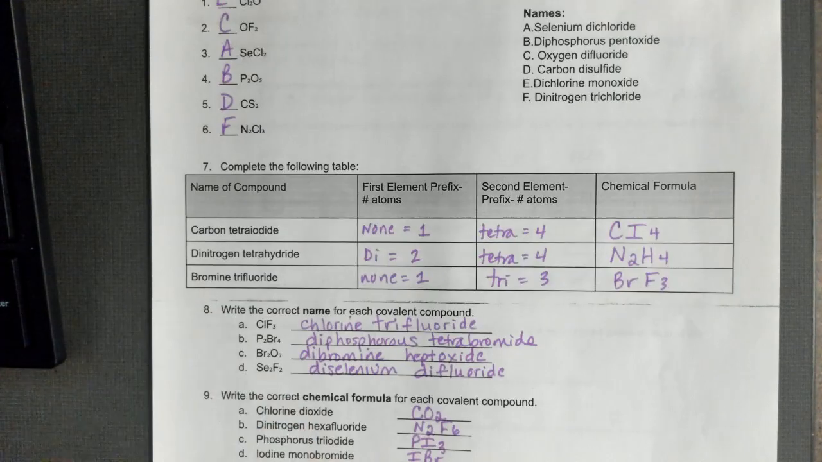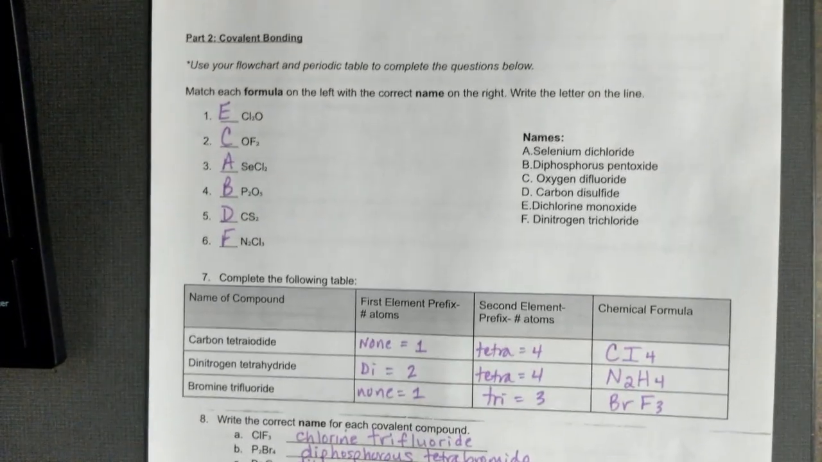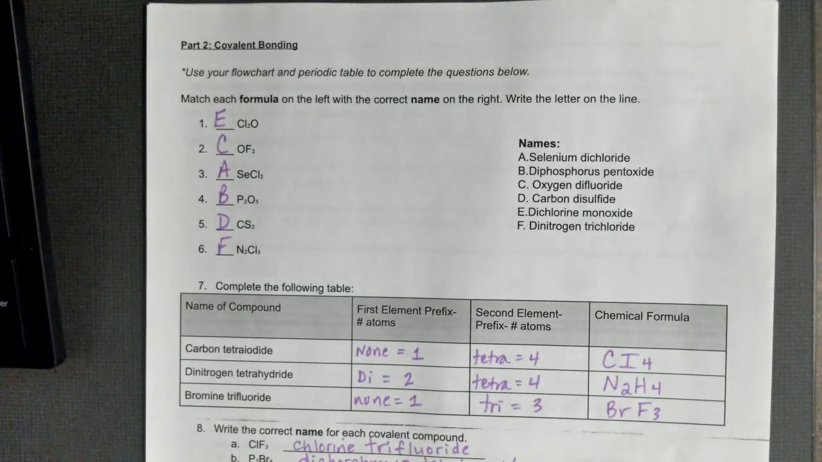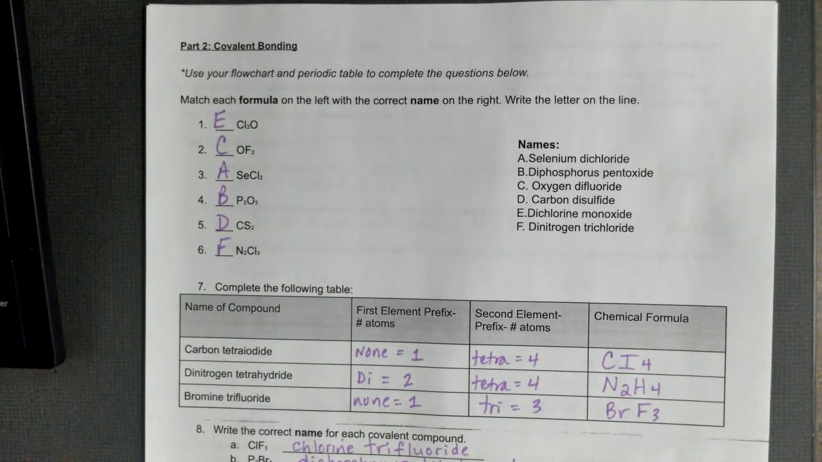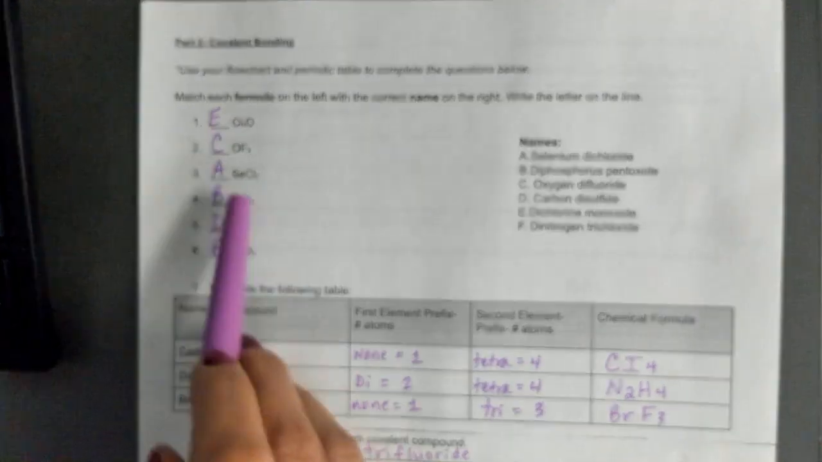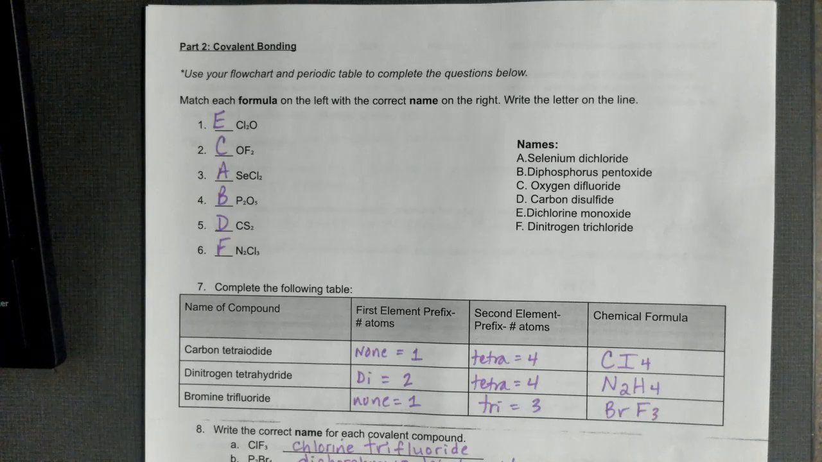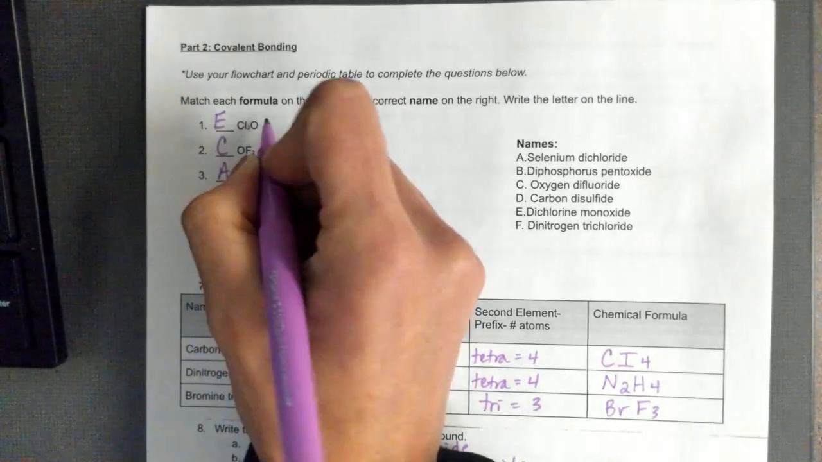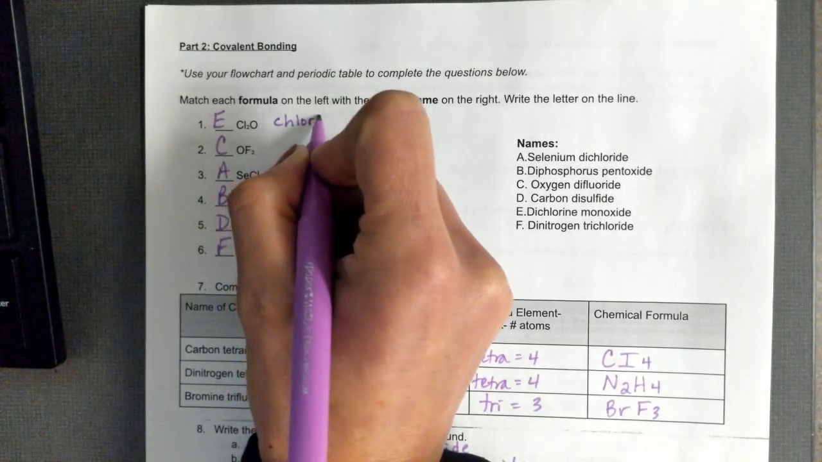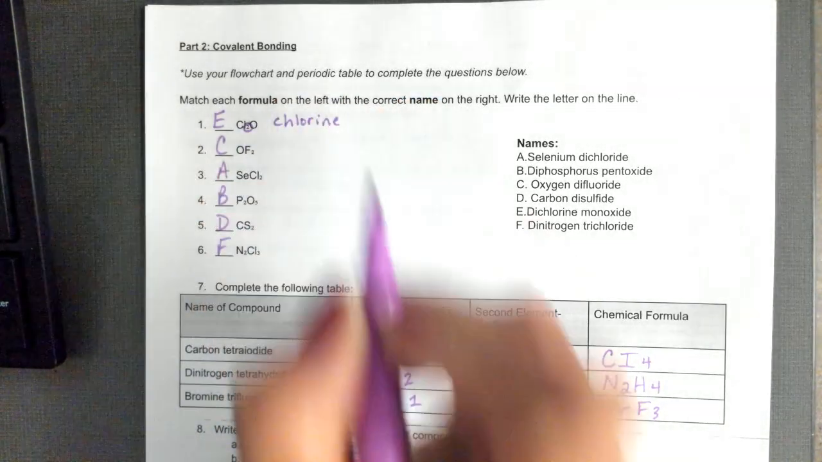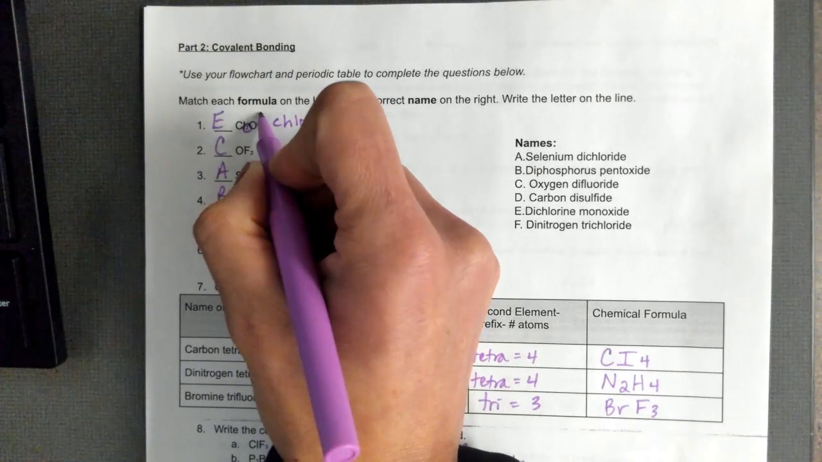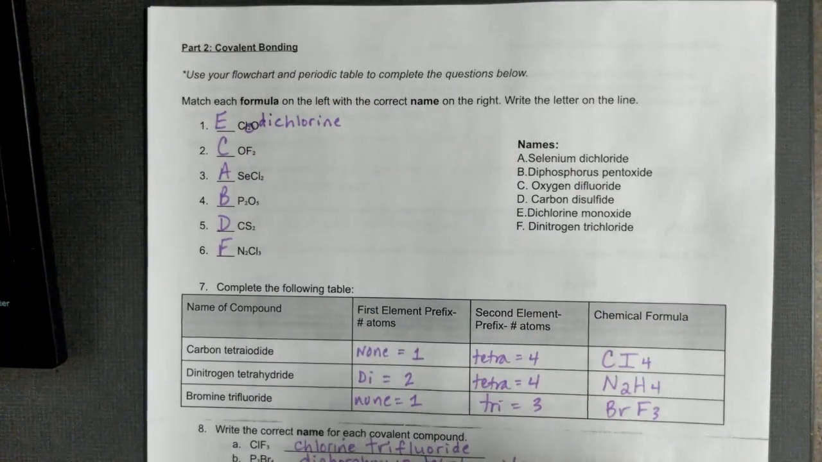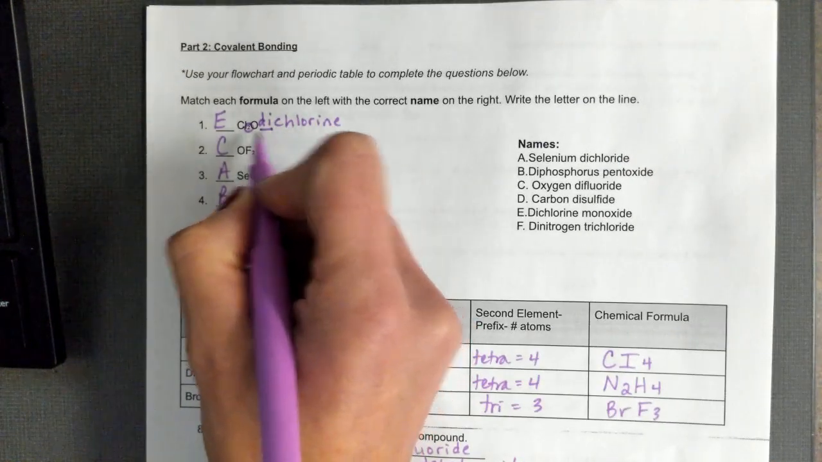On the back side, we're now looking at covalent bonding and how to name and write formulas. So you do want to use your flow chart and your periodic table to help you with this section. When we are trying to figure out the name, we first look at the first element listed. In this case, it's chlorine. Then we notice that we have 2 chlorines. Because I have 2 chlorines, I need to use my prefix for 2 and add a di in front of chlorine to indicate I have 2 chlorines.